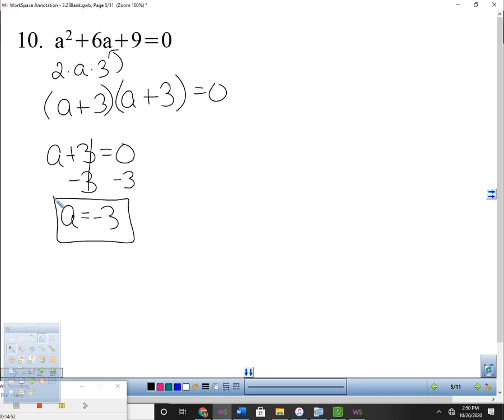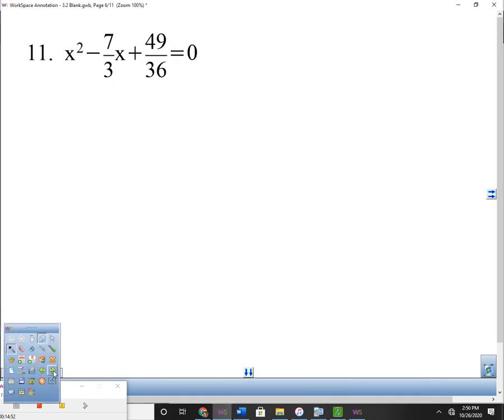It's going to curve on the x-axis at -3, right? So it's counting for 2 answers. Okay? Number 11. I got the funky stuff going on again, right? So I'm going to have to get that off the bottom.